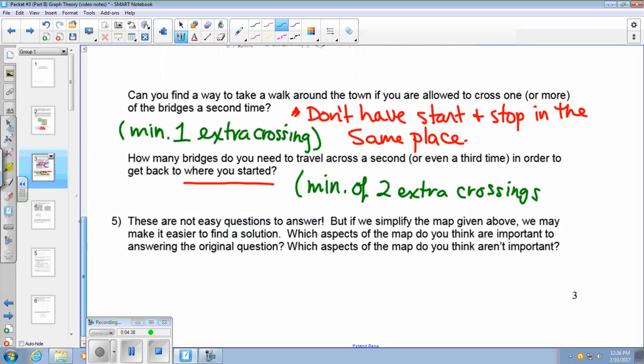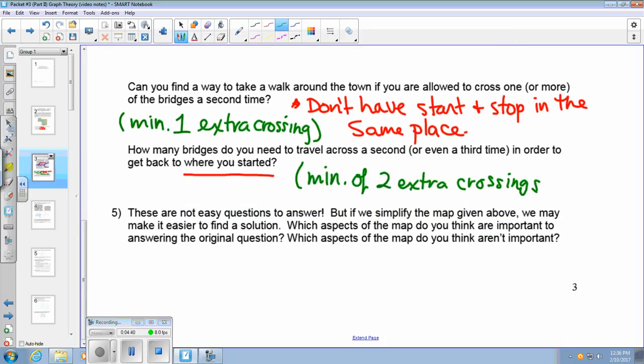Right, the other thing you may have noticed is that these aren't easy questions to answer. But if you simplify the map given above, you might make it easier to find a solution. So which aspects of the map do you think are important to answering the original question? And which aspects of the map do you think aren't important? Well, let's start with aren't important.